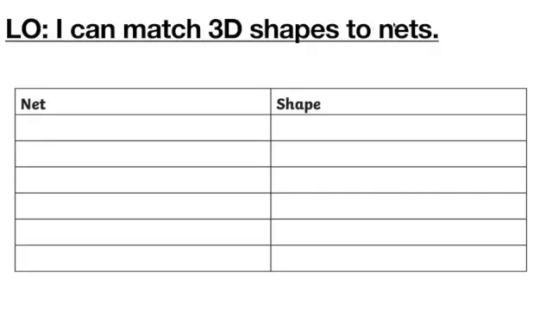So if you've done that, please write in your books "I can match 3D shapes to nets", and then create this table, 2 columns, 7 rows with the title of net and shape. Press pause while you do that.